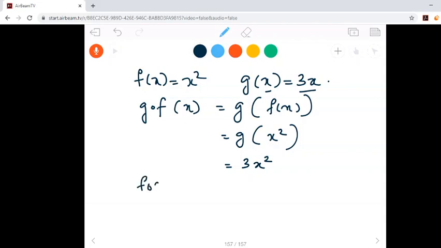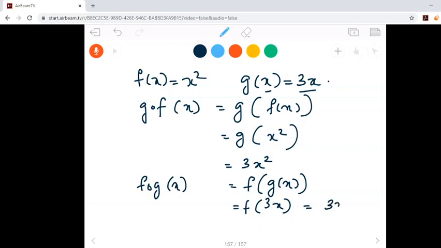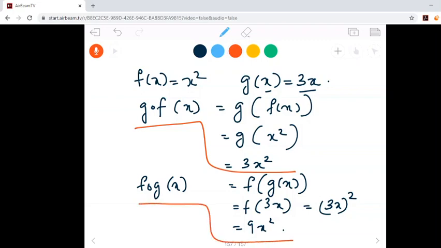Now what about f composite g of x? This is f of g of x, which is f of 3x, which is equal to 3x square, that is 9x square. Sorry, g composite f of x is 3x square and f composite g of x is 9x square. They are not equal. So in general, f composite g is not same as g composite f.